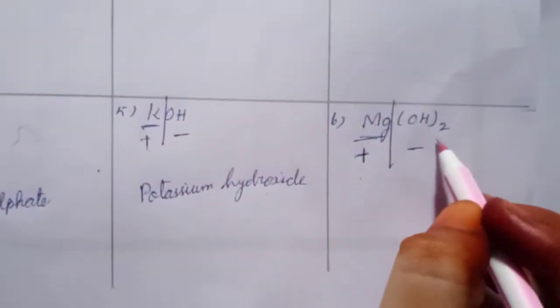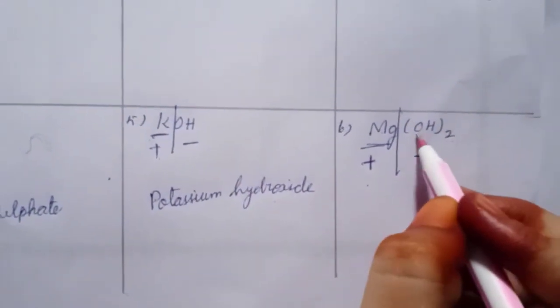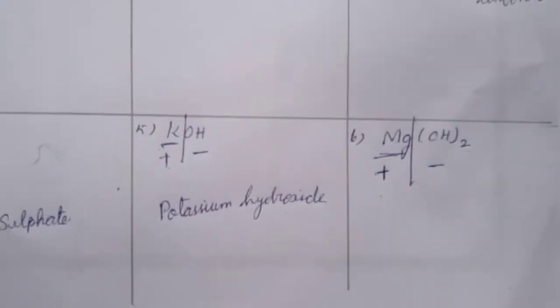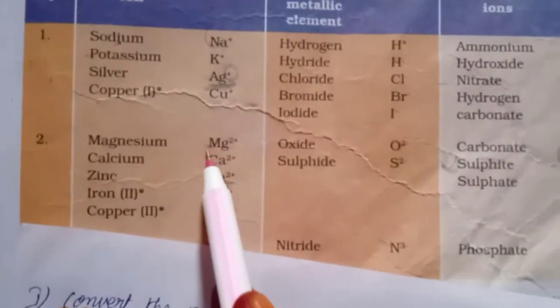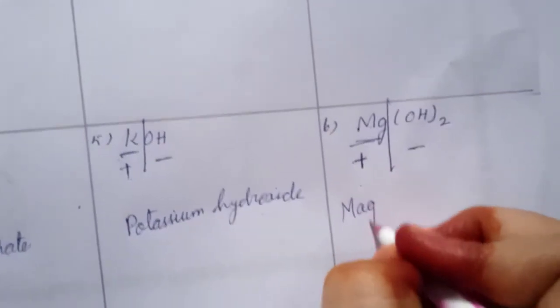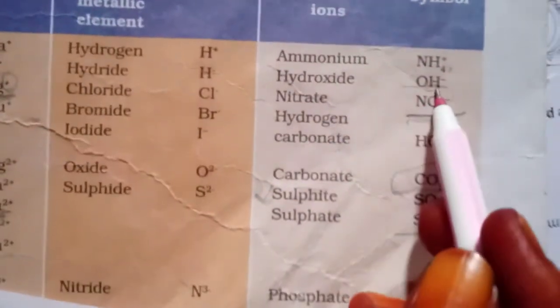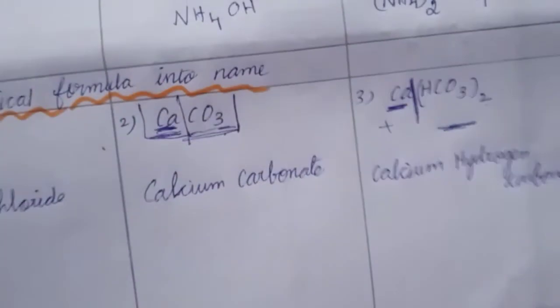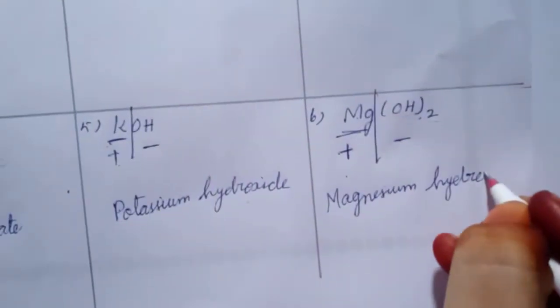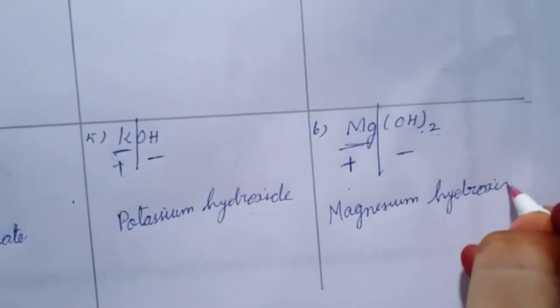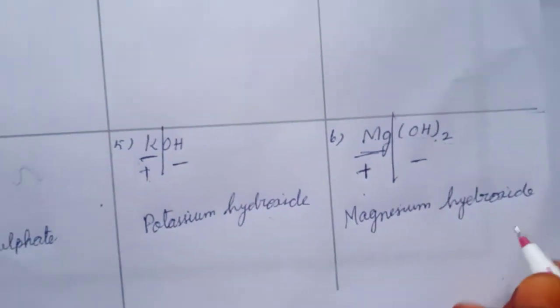So here 2 is there. Don't consider that. We only need the negative ion name alone. Mg means what? Mg means magnesium, isn't it? And OH, what does OH indicate? Hydroxide. So magnesium hydroxide is the name.